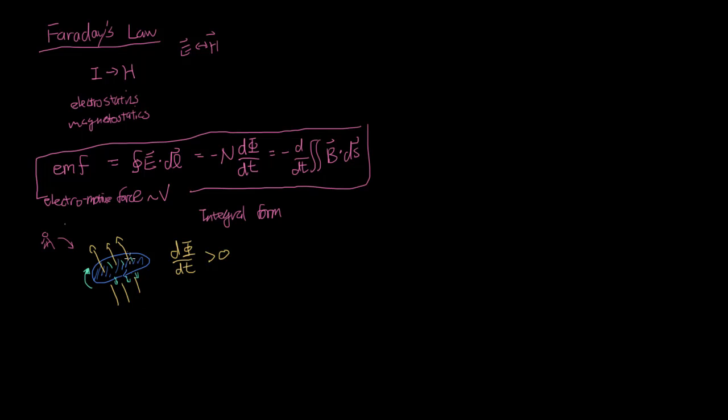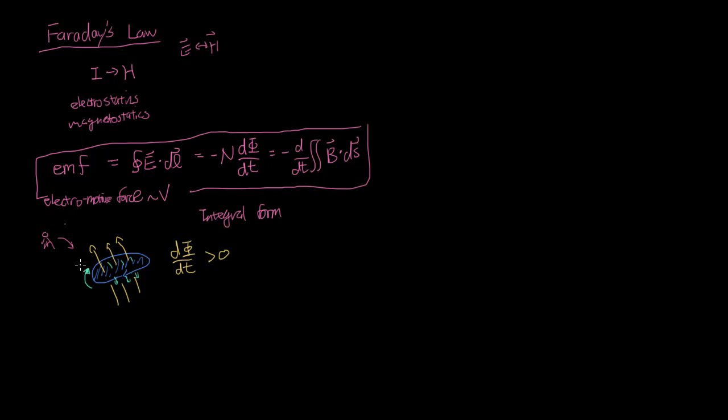So let me say it again in a faster way. If the flux lines are increasing, it will try to come up with a magnetic field that counters it. So you don't want to use the right-hand rule on the direction of the flux lines. You want to use your right-hand rule and point your thumb in the opposite direction of the flux lines.